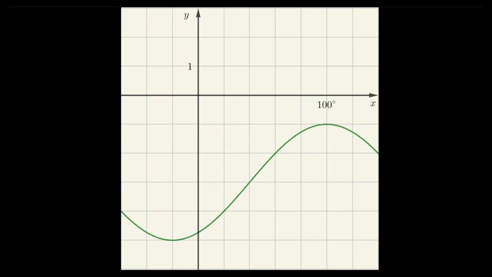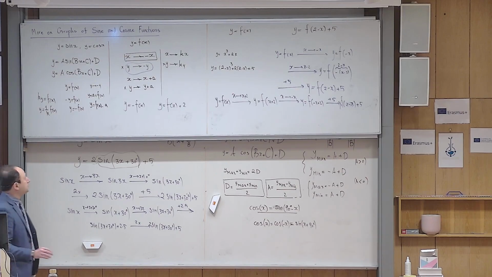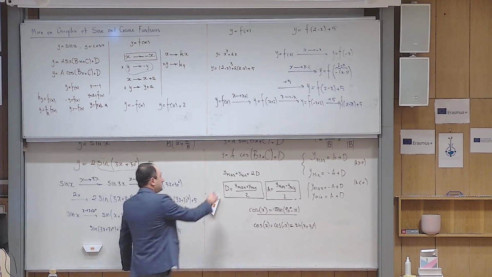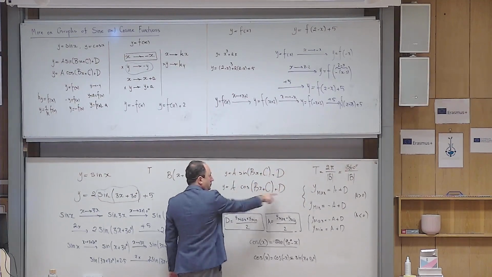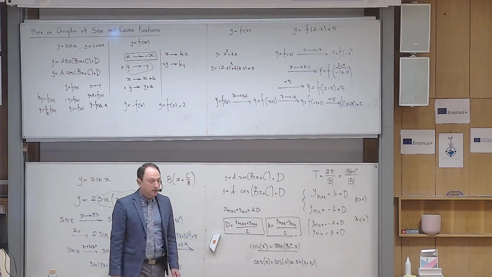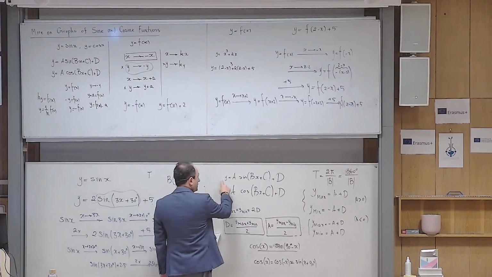So I give you a graph like this and with some information there. And then I am telling you this green graph that you see is the graph of a function of this type. For example, of this type or that type. I make it clear, okay? So in this case, let us concentrate on this one.